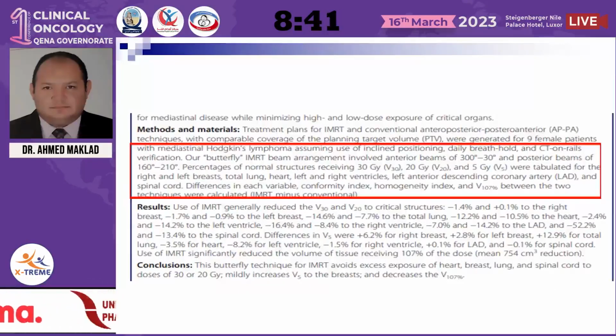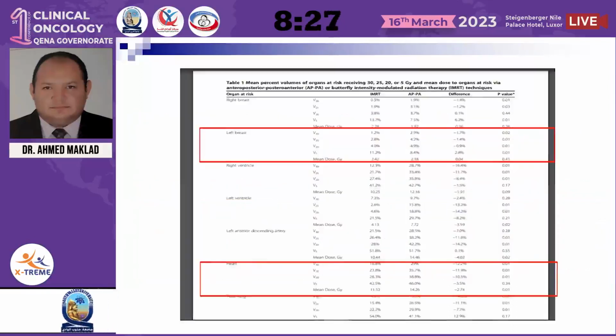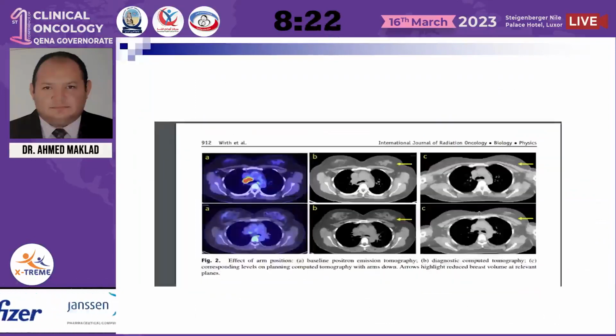They were using IMRT, like two anterior and two posterior fields, but we can use two half arcs anterior and two half arcs posterior instead. And they achieved less dose for the breast and also for the heart.